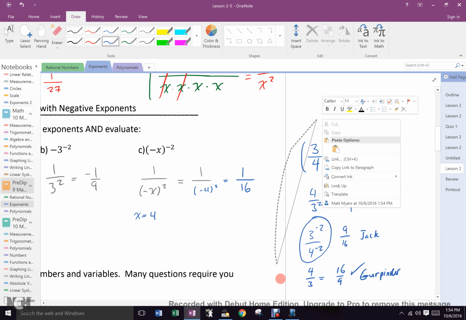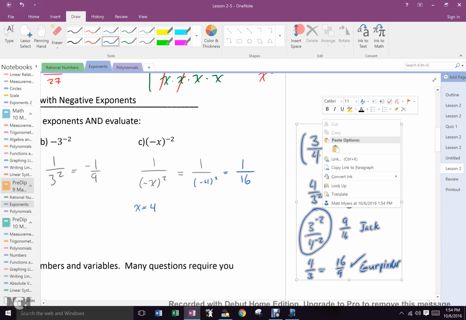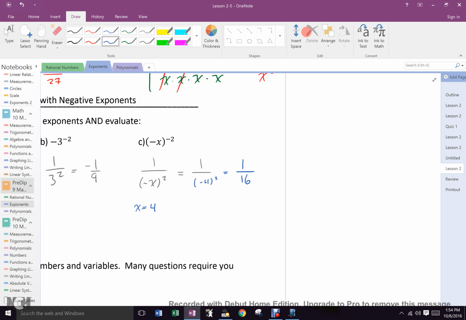Don't write it down. You don't have to write this one down because we're going to do a ton of practice on these. -2 over 5, all to the -3. Think about it for a minute. You don't need to write it down. Just think. What would you do with it? All right, Jack, what do you think we should do with that?